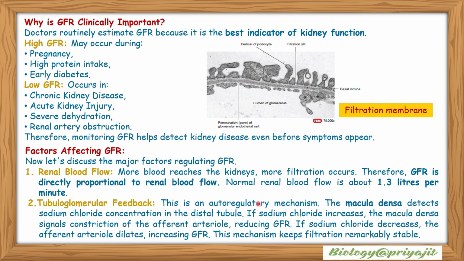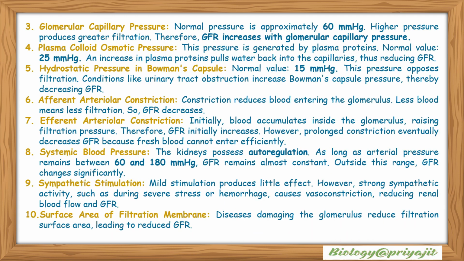Tubuloglomerular feedback. This is an autoregulatory mechanism. The macula densa detects sodium chloride concentration in the distal tubule. If sodium chloride increases, the macula densa signals constriction of the afferent arteriole, reducing GFR. If sodium chloride decreases, the afferent arteriole dilates, increasing GFR. This mechanism keeps the filtration remarkably stable.